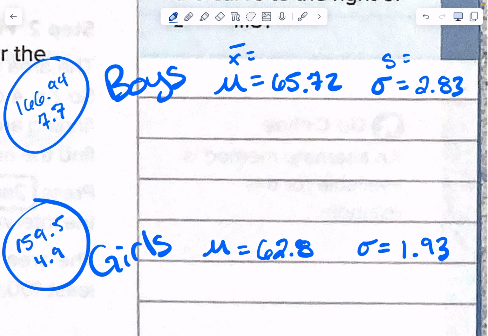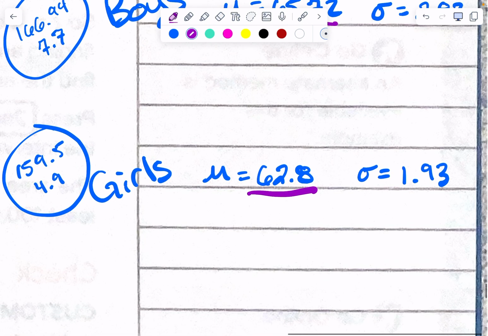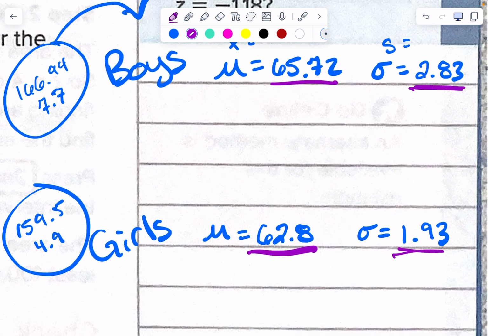And they gave us in centimeters, so we converted it. The average height for a 16-year-old boy is 65 inches, almost 66 inches, so that's 5'5" and change, almost 5'6". Girls, it's about 5'3", almost 5'3", with a standard deviation of this and a standard deviation of this.